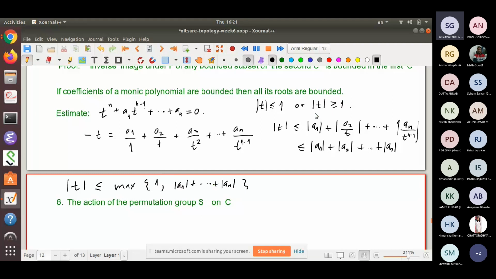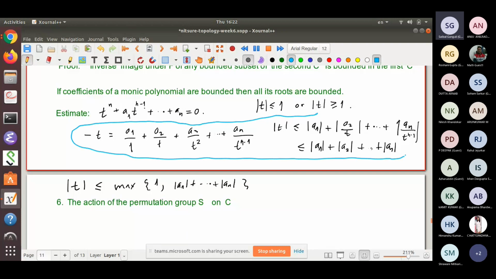So under this possibility, let me show it by some color, I am doing the rest of it. Because if |t| is greater than or equal to 1, then t is non-zero, of course. So I can divide both sides by t to the power n minus 1 and get it.